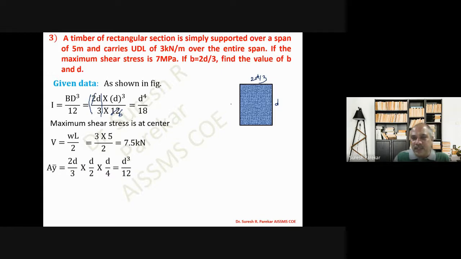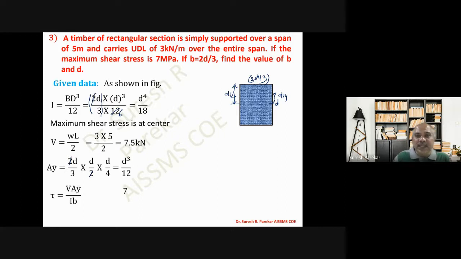Ay bar. Now again from the center we have this distance as D by 2, and from the neutral axis we have D by 4. So we have 2D by 3, which will be my value of B. Then 2D by 3 into D by 2 into D by 4. So it comes, this 2 gets cancelled, D cube by 12. And then we will substitute the values.